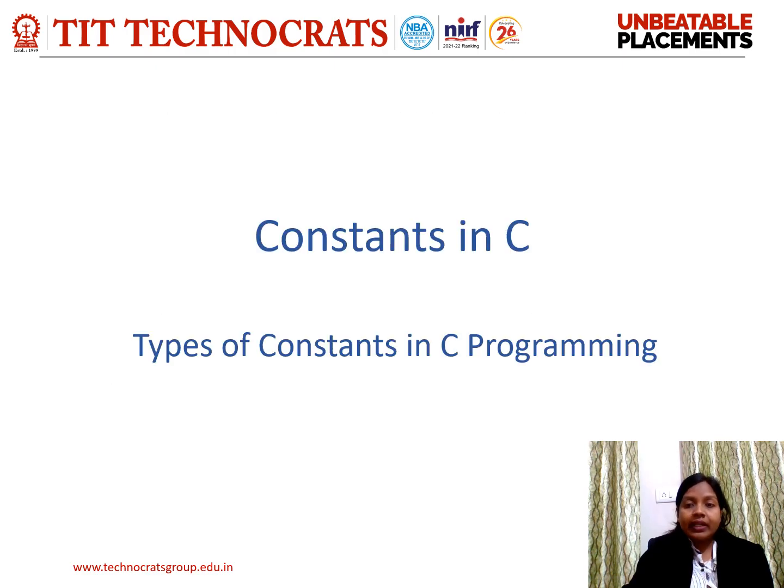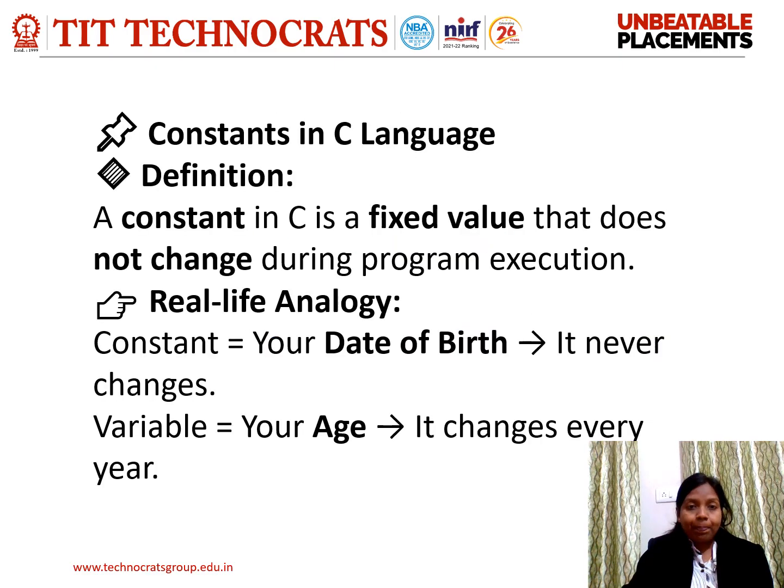What is a constant in C? A constant in C is a fixed value that does not change during program execution. Okay, like your birth date. Your birth date cannot be changed. It is going to be fixed, constant. But your age is going to change every year. So your age becomes a variable.